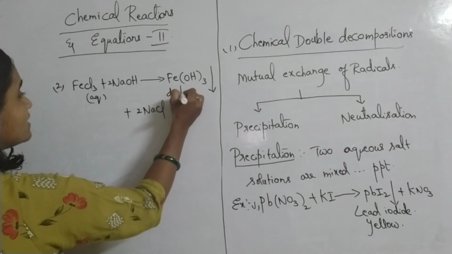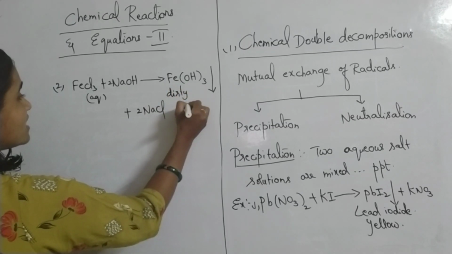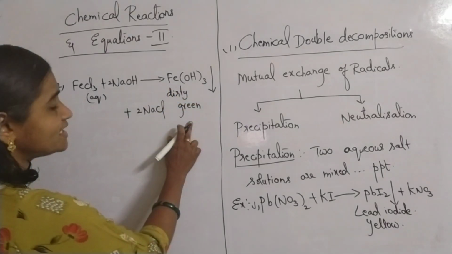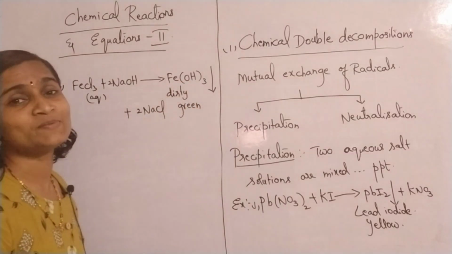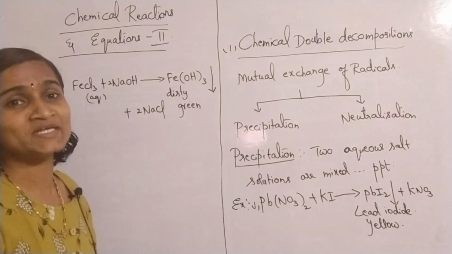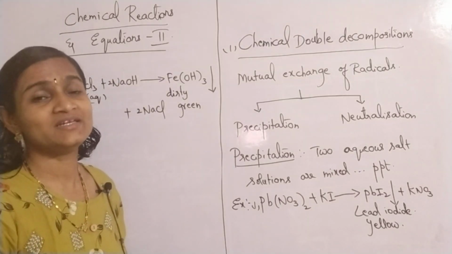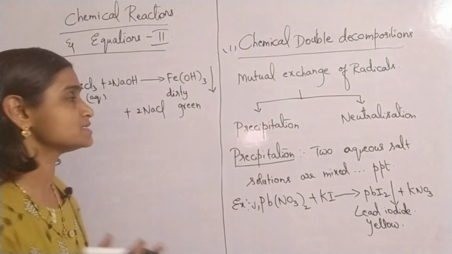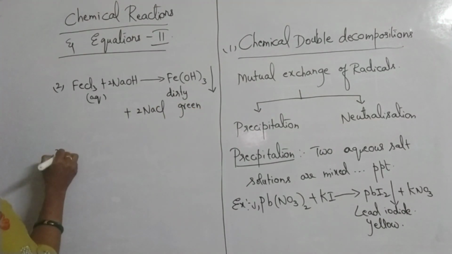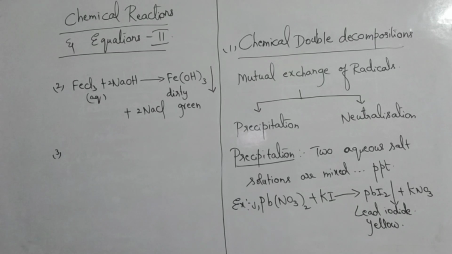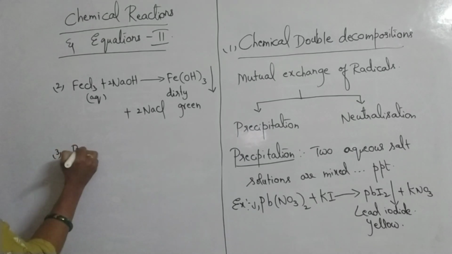This precipitate will be considered as a dirty green colored precipitate. In chemistry terminology you call it a dirty green precipitate. It's not that the precipitate is a dirty one. No, you just call it a dirty green precipitate. So that is an example of a precipitation reaction. Remember the color changes.